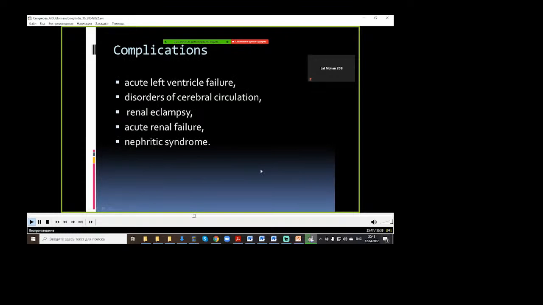Complications of acute glomerulonephritis are acute left ventricle failure, disorders of cerebral circulation, renal eclampsia, acute renal failure, and nephritic syndrome.